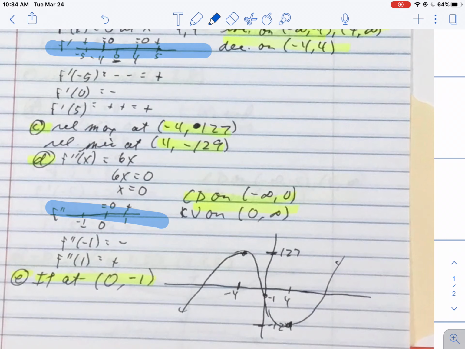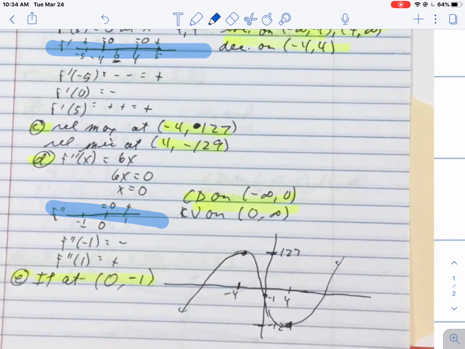F double prime of negative 1 gives me a negative value. F double prime of 1 gives me a positive value. And just like with our first derivative, all we care about is the sign. I don't care about the value. It's all about whether it's positive or negative. That gives me the information about concavity in this case.